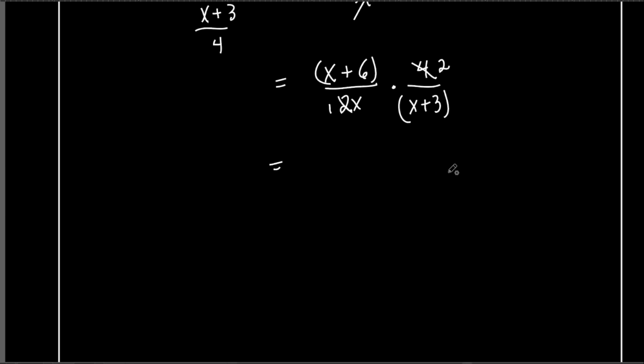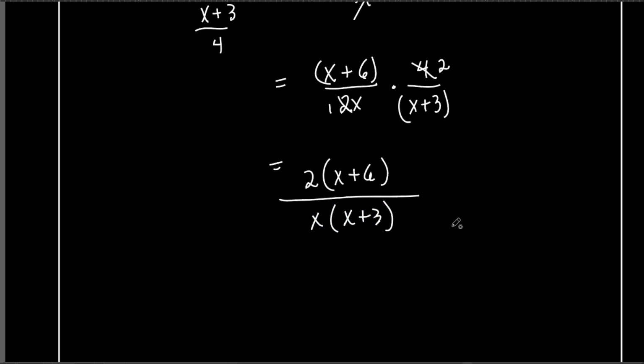Okay, let's turn this up a little bit. So now what you can do is go 2 times x plus 6 over, what's the bottom? It's just x times x plus 3. Does anything cancel here? Nothing cancels, does it? I can't cancel anything out. Does this x right here cancel with this x down here? No, because this x is being added. Remember, if it's being added, you can't cancel out. That's your answer right there. Simple as that.